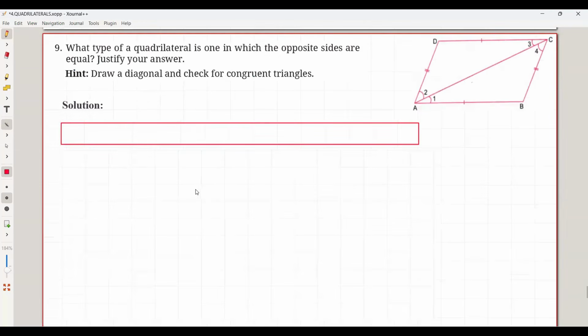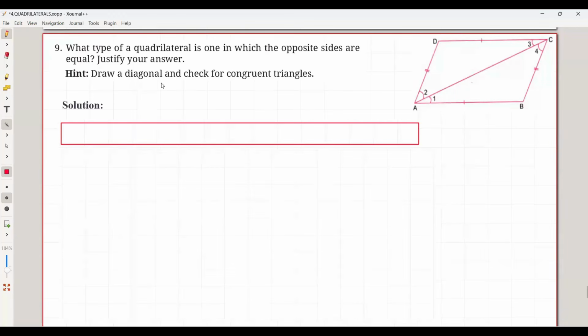Next, question number 9. What type of quadrilateral is one in which opposite sides are equal? A quadrilateral in which opposite sides are equal, what is its name? The answer is a parallelogram. A quadrilateral in which the opposite sides are equal is called a parallelogram.